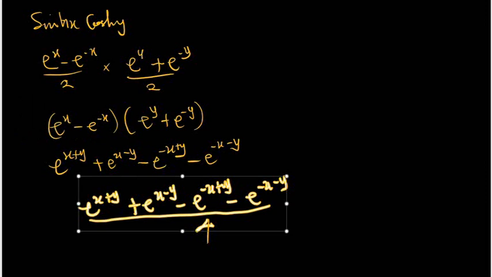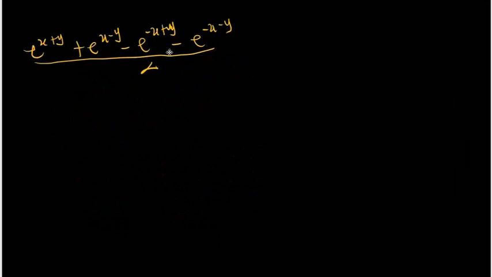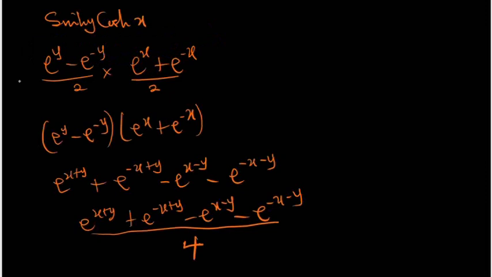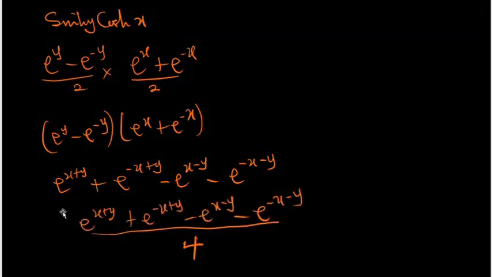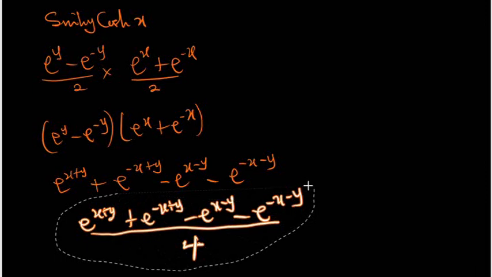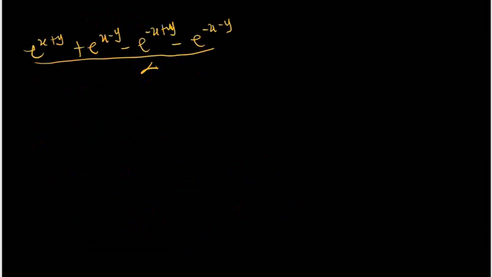Remember, the identity says that sinh x cos y plus sinh y cos x. So we are going to add them together. So let's bring these here. Good. Then copy the other one, the answer for the other one too. Highlight everything and paste it to a fresh page.